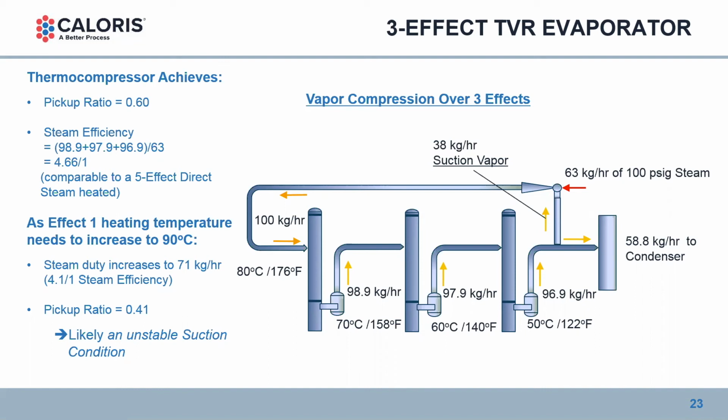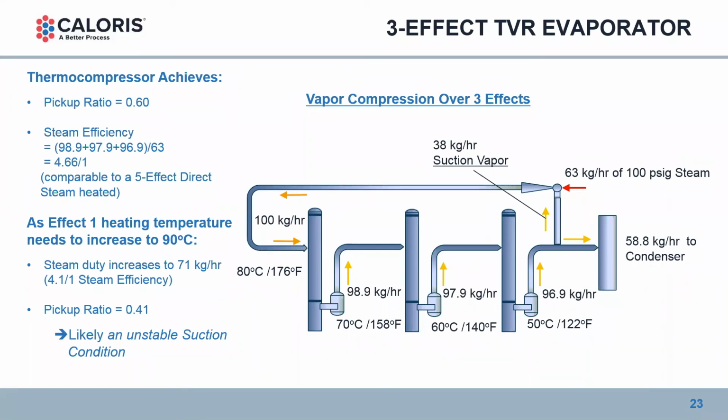However, as this evaporator starts to foul and I have to start increasing my heating temperature on effect 1, I went to the case, what if I go to 90 degrees C for my first effect heating, 40 degrees C compression duty for this TVR. My steam goes up to 71 kilos an hour of the total of 100. My pickup ratio is only 0.41. And very likely what I'm getting into here is an unstable condition where this evaporator is going to almost start thinking it's a direct steam heated evaporator. I can start to surge that suction vapor coming off the 3rd effect.